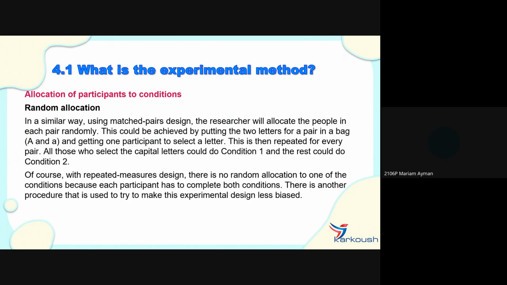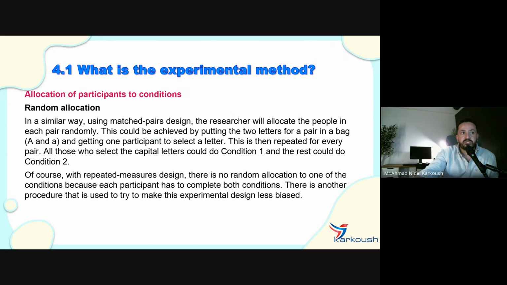How would we randomly select the same people? Because in repeated measures, we repeat the experiment on the same people. Exactly. So each participant has to complete both conditions. So I can't really have random allocation because the same person is going to go through all the conditions. There is no other procedure that is used to make the experimental design less biased.